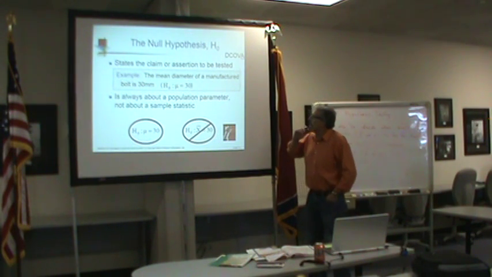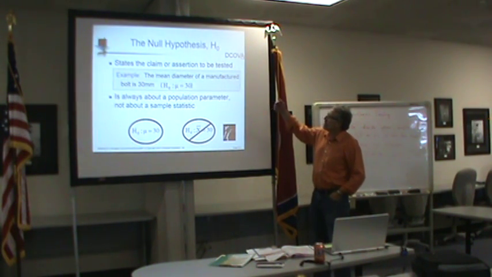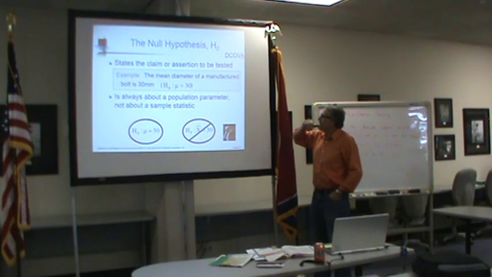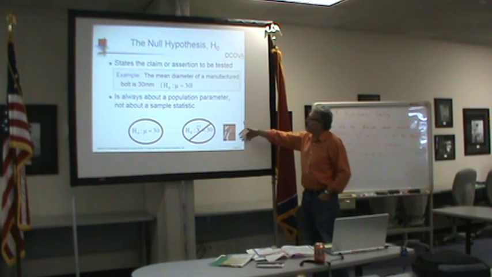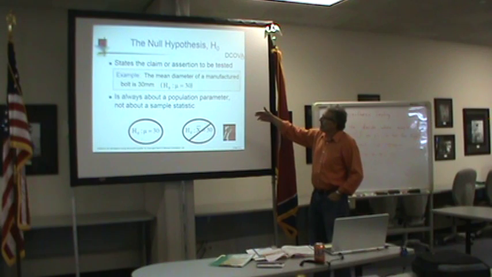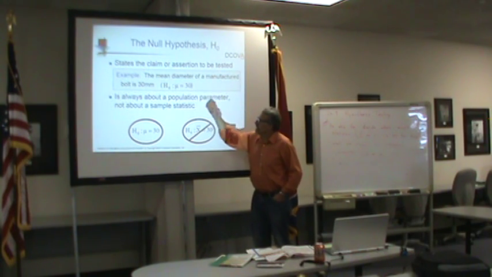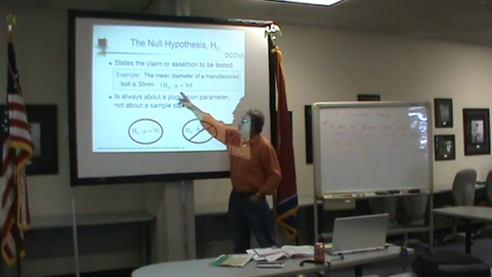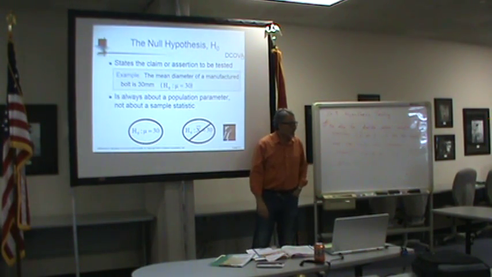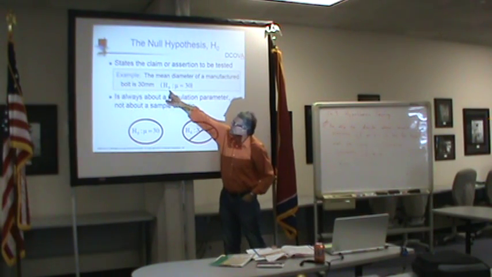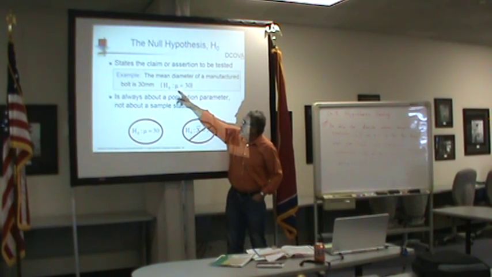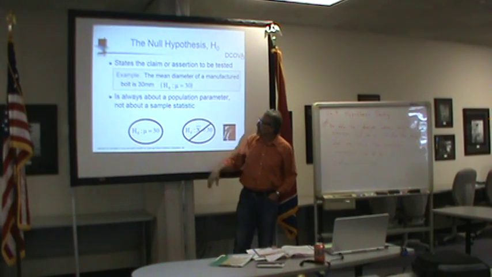So your null hypothesis is what you're trying to test. For example, you've got a manufacturing process making bolts. And so your null hypothesis would be, hey, is the mean diameter of the bolt 30 millimeters? So mathematically, the way you'll see it in papers is H0, null is 0, H is hypothesis, and you're saying, hey, is the mean diameter 30 millimeters?